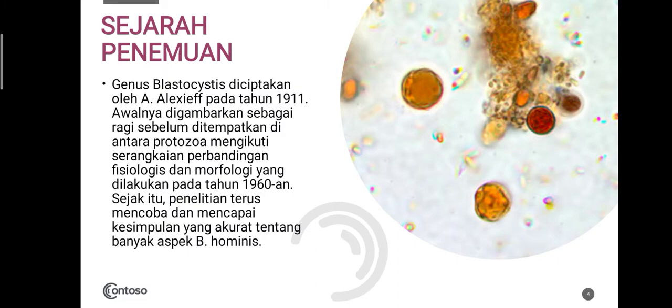Next, the history of its discovery. The genus Blastocystis was created by Alexieff in 1911. It was originally described as a yeast, before being placed among the protozoa following a series of physiological and morphological comparisons carried out in 1960. Since then, studies have continued to try and reach accurate conclusions about many aspects of Blastocystis hominis.